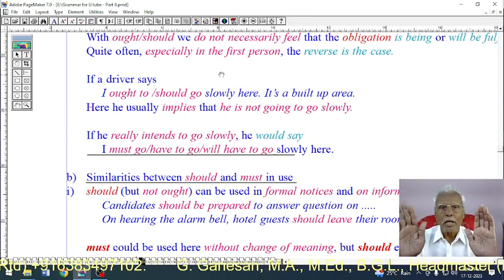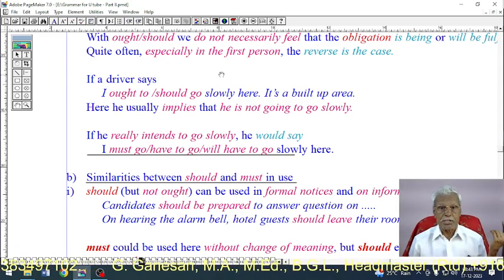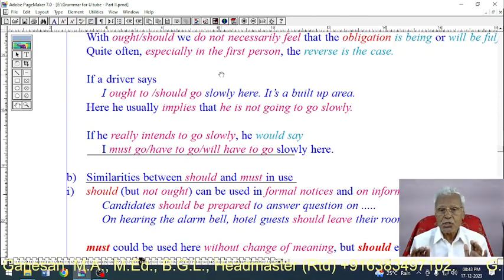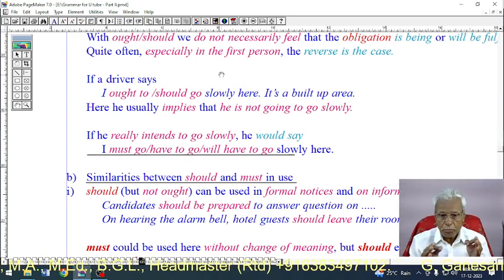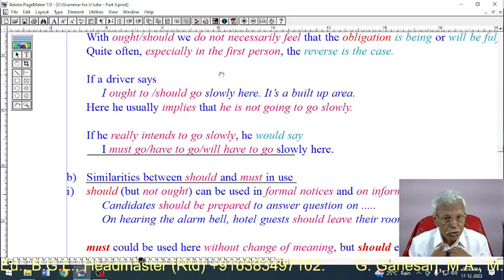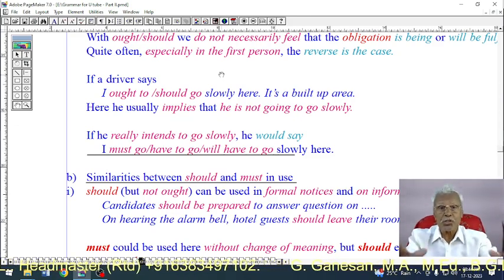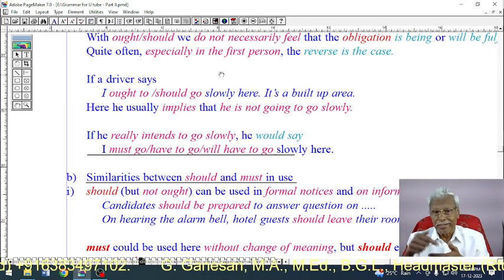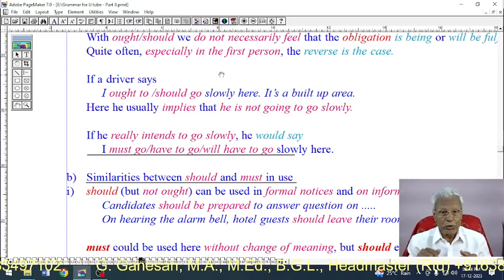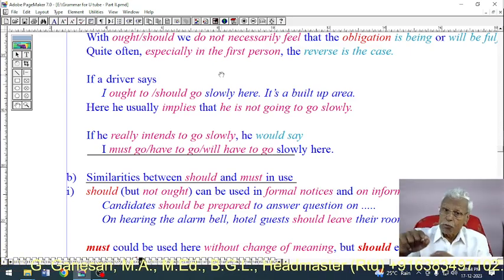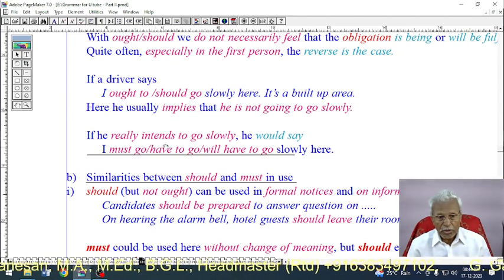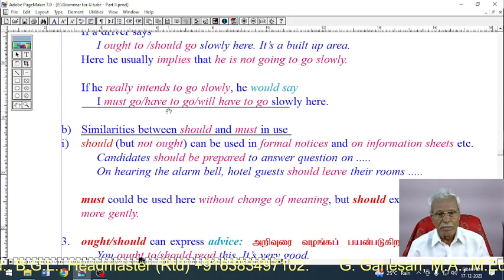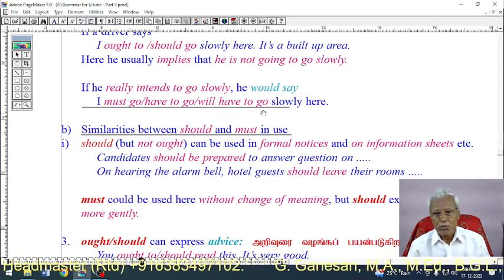So here I have to go slowly. It is the outside condition. It is not my intention. I ought to go slowly here. It means it is a built-up area. Here he usually implies that it is not his intention to go slowly, but the condition of the road is that I have to go slowly. If he really intends to go slowly, he would say, I must go or I will have to go slowly.